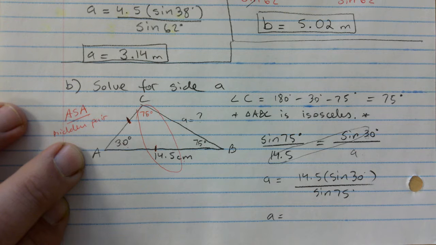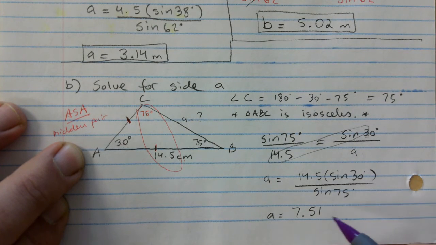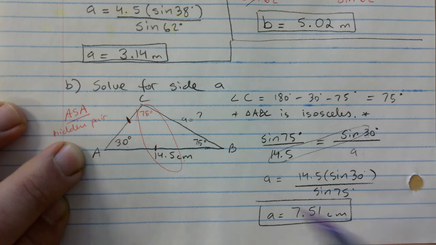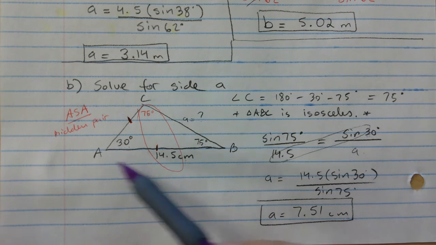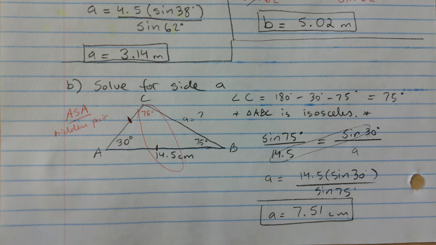So here, I guess you have to be careful in using your calculator to not make a mistake, right? 7.51 centimeters. And I could actually ask you an extension, like, what's the perimeter of this triangle? I need you to know that the perimeter would just be adding all of them up, right? So you just have to do that extra step to do that.